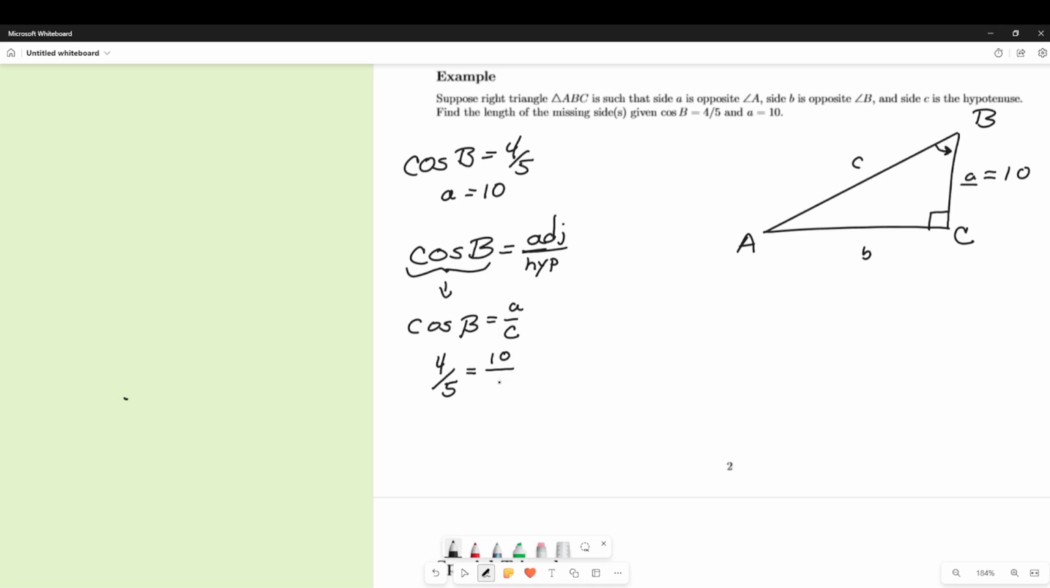So can we find this side length c? Well, that's something we should be able to solve. A little property of proportions gives us that 50 is equal to 4c. So 50 over 4 is c, which would reduce to 25 halves. So c is a nice 25 halves.